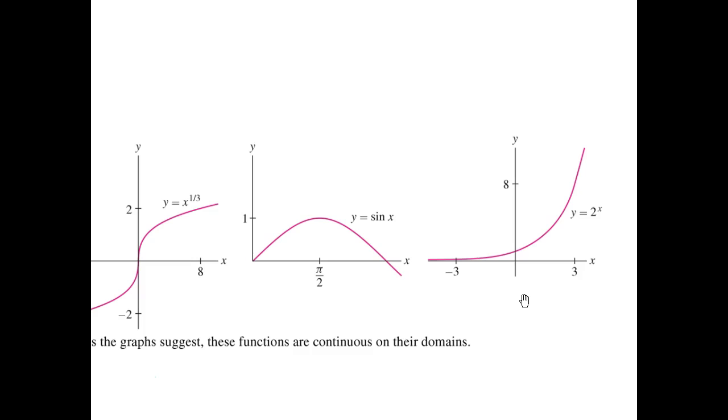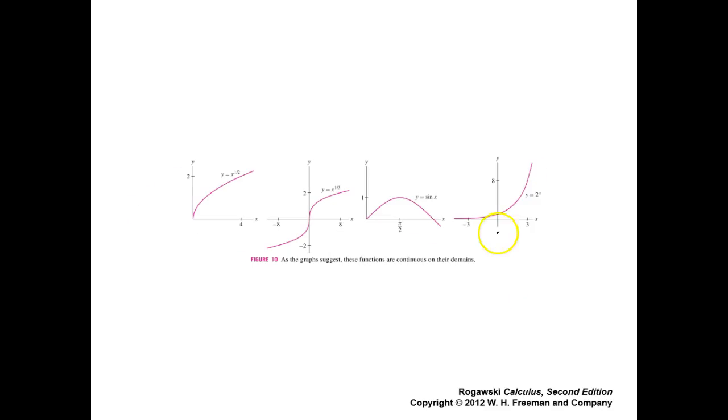I can't do it here. I'm going to have to. The log base 2 would be like this. So it also is continuous on its domain. It's just that its domain does not include any negative numbers or 0. Okay.